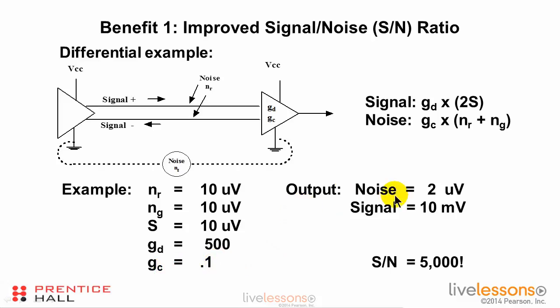Now we look at the output. The noise is 2 microvolts. That's 10 microvolts plus 10 more microvolts times 0.1 gives us 2 microvolts. The signal is 10 millivolts. That's 10 microvolts times 500. And the signal-to-noise ratio then is 5,000. That compared to 1/2 on the previous illustration. That is a significant benefit for differential signaling.